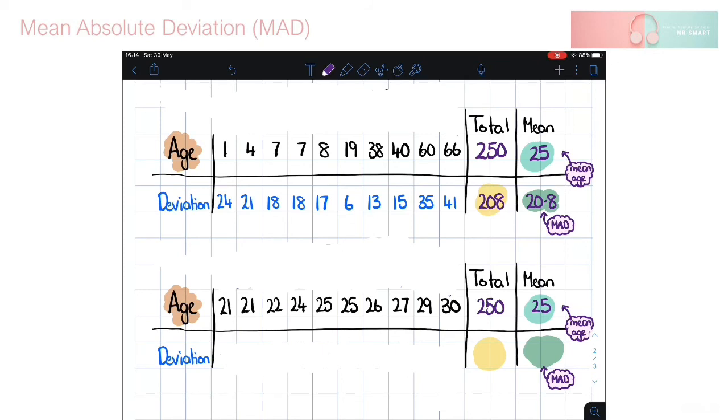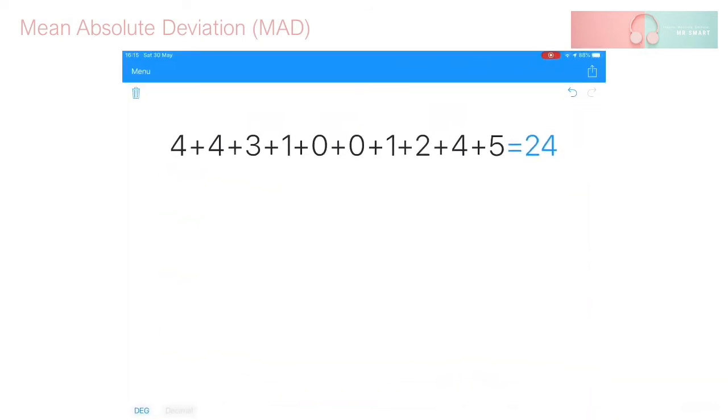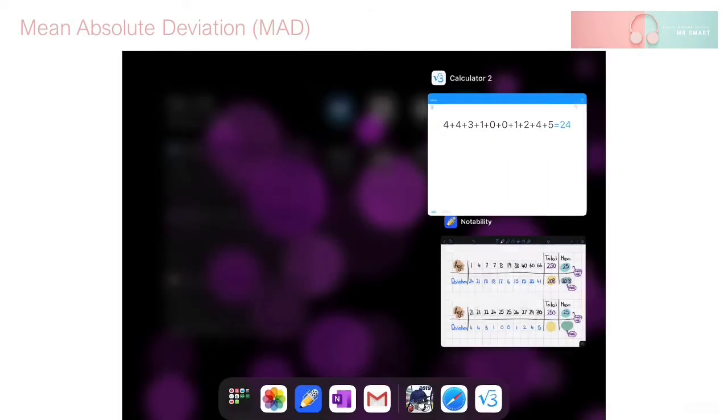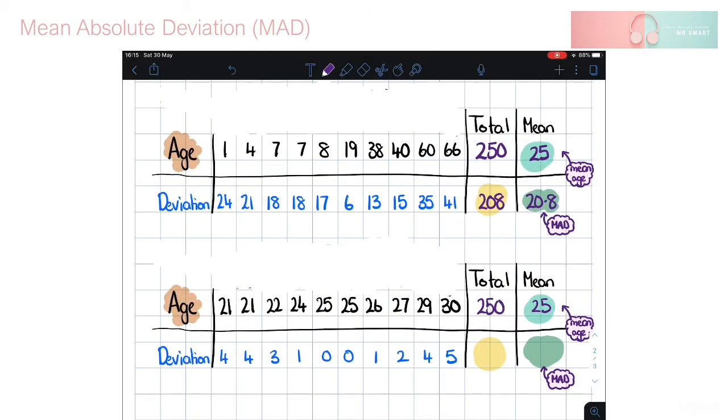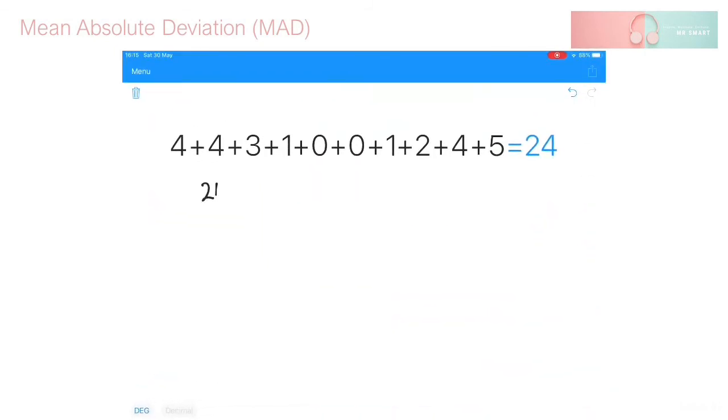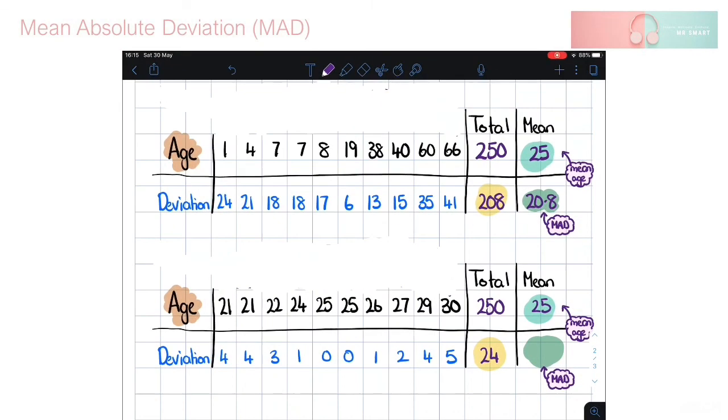So firstly, we're going to need the deviations from the mean. There they are, 4, 4, 3, 1, and so on. And if we add up those deviations, we end up with a total of 24. Okay, so my total of those deviations is 24. And if I divide 24 by 10, then I get a final answer of 2.4. So the mean absolute deviation of this set of 10 people is only 2.4.